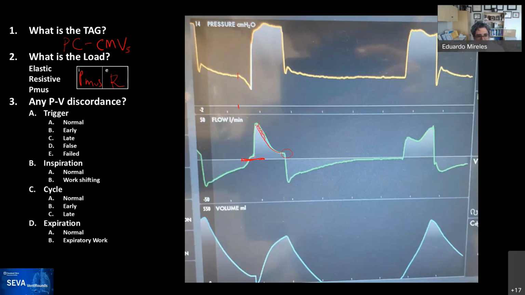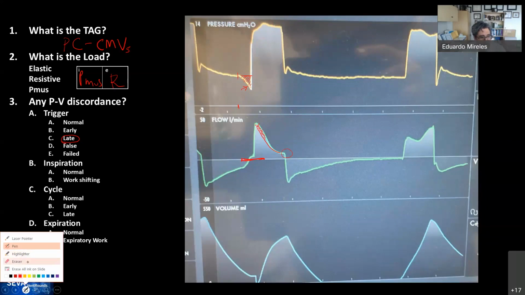But it took the ventilator a fair amount of time. You can see how much the pressure decayed, and it is because it's pressure triggered. It's triggered right here by pressure. So for the first breath, I would say that it's a late trigger. It took time from the onset of the PMOS. Actually, you can see how the flow, let me erase this, crossed the baseline. You see how it crossed the baseline.